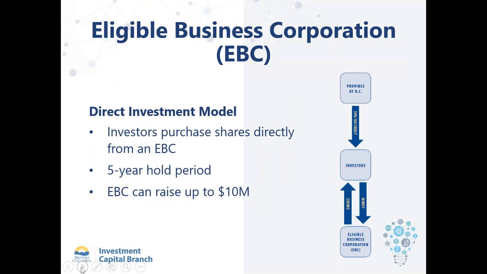This is the direct investment model. So this is the example of an investor purchasing shares directly from a registrant. In this case, it's the Eligible Business Corporation. And so the investor purchases the shares. The company claims the tax credit on behalf of the investor. There is a requirement that the investor hold their shares for a five-year period. There's this concept in venture capital of patient capital. It takes time for a business to develop its technology and bring its technology or its product to market. And so there is a requirement that the investor has to hold their shares for a five-year period.